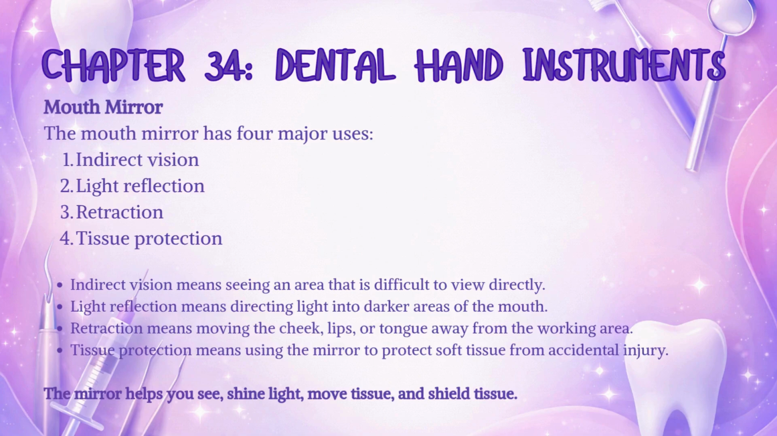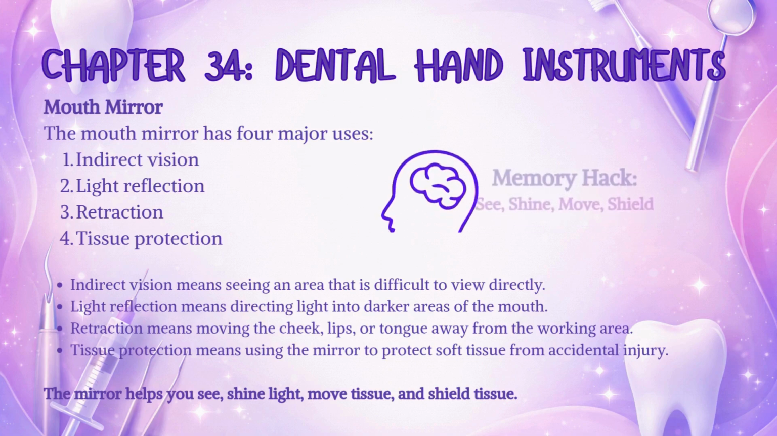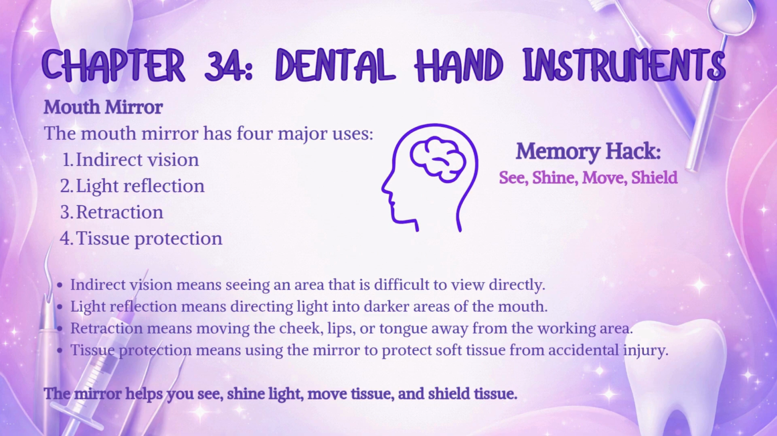Indirect vision means seeing an area that is difficult to view directly. Light reflection means directing light into darker areas of the mouth. Retraction means moving the cheek, lip, or tongue away from the working area. And tissue protection means using the mirror to protect soft tissue from accidental injury. The mirror helps you see, shine light, move tissue, and shield tissue.